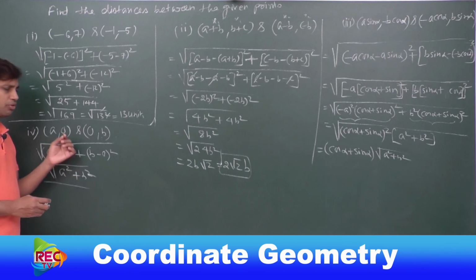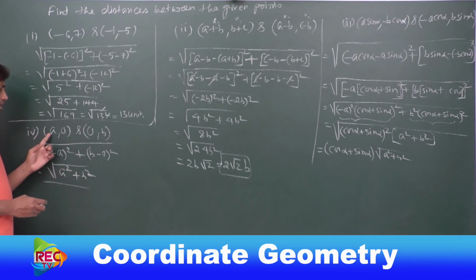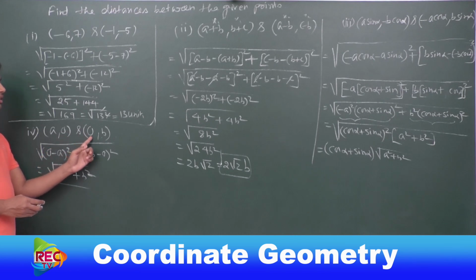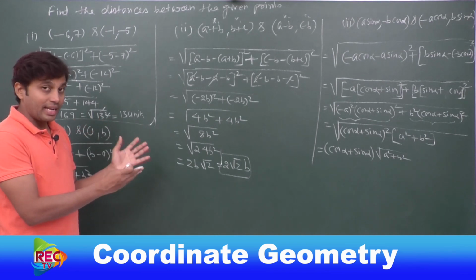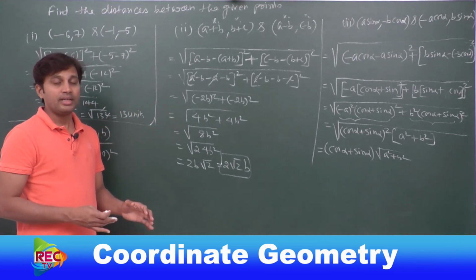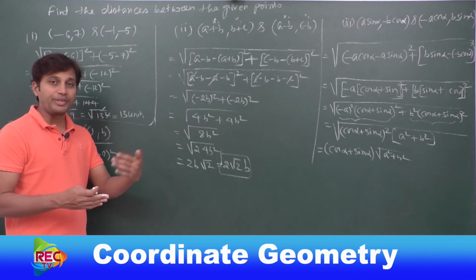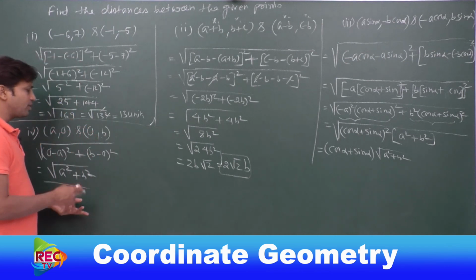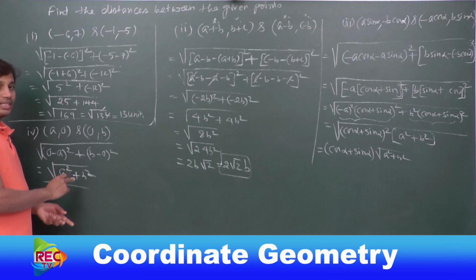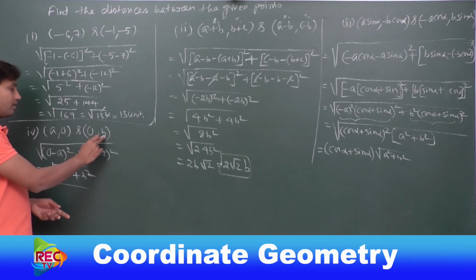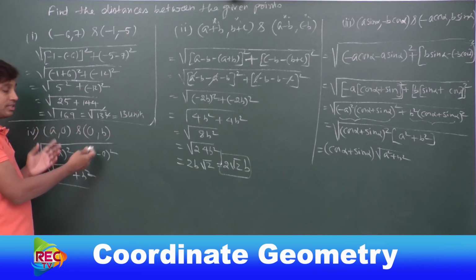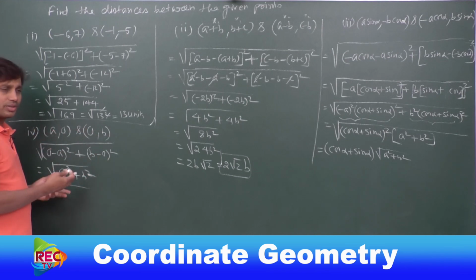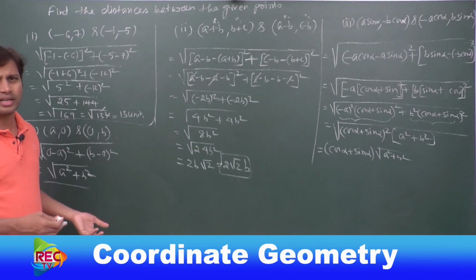And I want to tell you one more technique here. Whenever one point is on the x axis and another point is on the y axis, and you need to find the distance between them, simply you can put down the sum of the squares of the x coordinate and y coordinate of the two different points under the square root. So it's a technique. Understood?